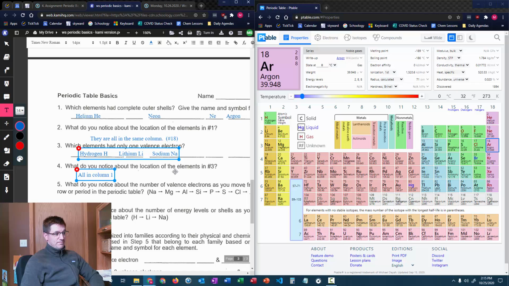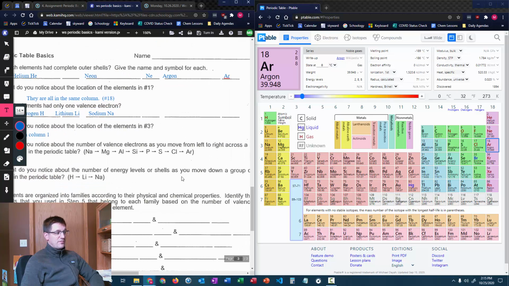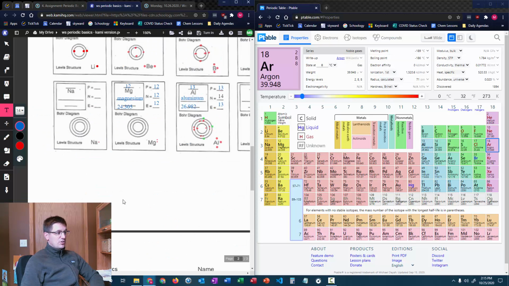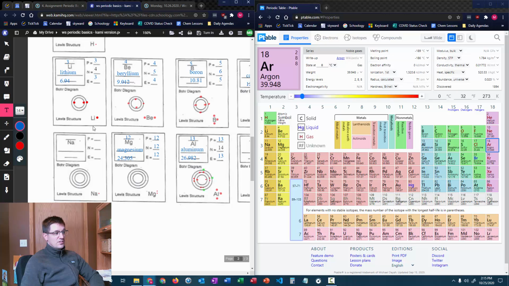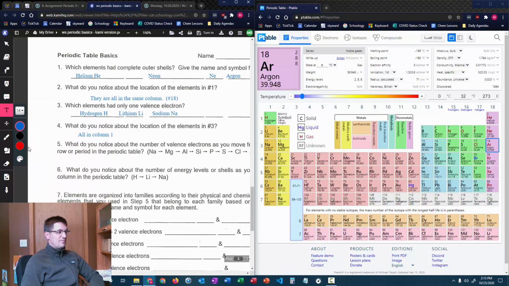All in column 1. What do you notice about the number of valence electrons as you move from left to right? Sodium, magnesium, aluminum, silicon. Well, let's go look. Again, Lewis structures. Sodium has 1. Magnesium has 2. Aluminum has 3, 4, 5. Isn't that interesting? Okay, not a coincidence. The periodic table was built this way. There are secrets inside of it to help us understand the structure of those elements.